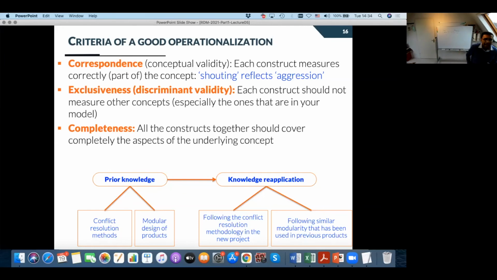And completeness. If you say my concept of knowledge sharing has three levels: individual, team, and interdepartmental, you need to have constructs related to all three dimensions. So the things that you capture should cover the entire concept that you have. If your concept of collaboration has a team and an organizational level, you need to capture both sides if you want to keep both in your scope of research.